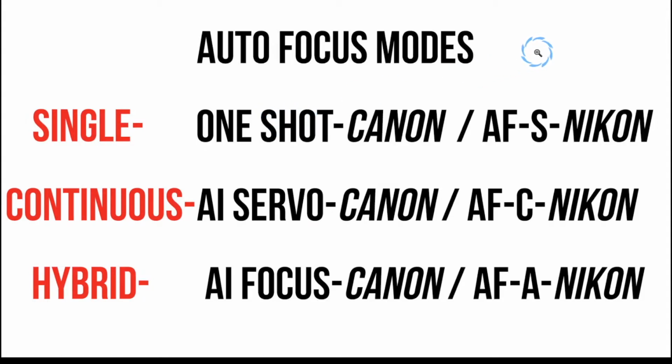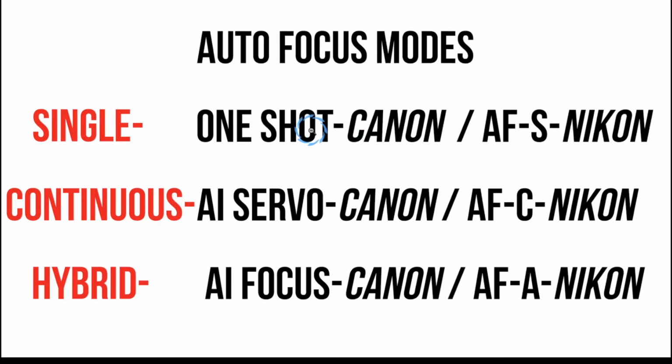And this is the autofocus mode. How does your camera's autofocus work? And I've labeled these so you can see the difference between Canon and Nikon. I don't think the majority of people are shooting Sony yet, but you can just look this up and it should be very similar. So single, one shot is Canon's word, or AFS for Nikon. So this is meaning single, and this is meaning single.